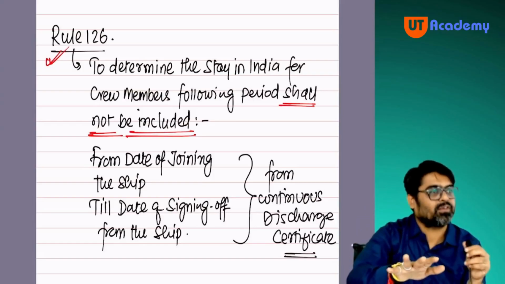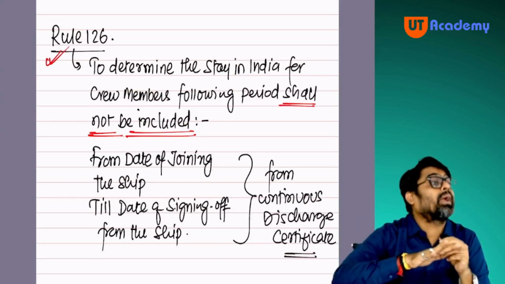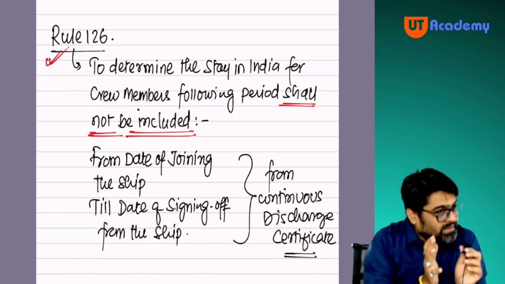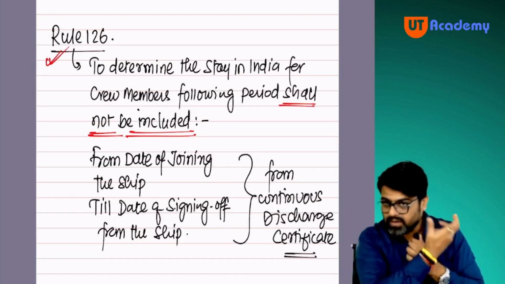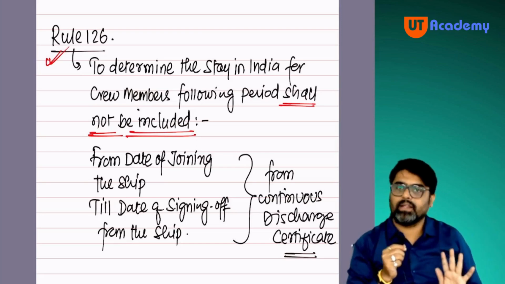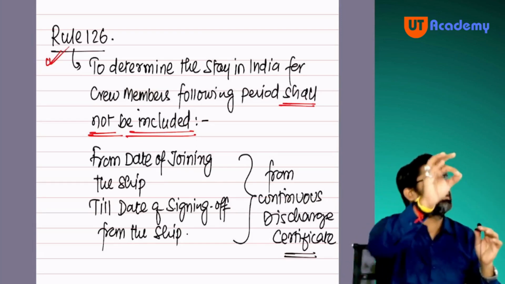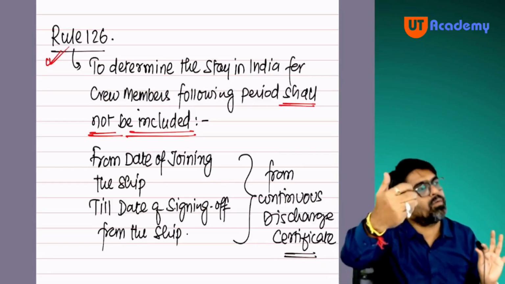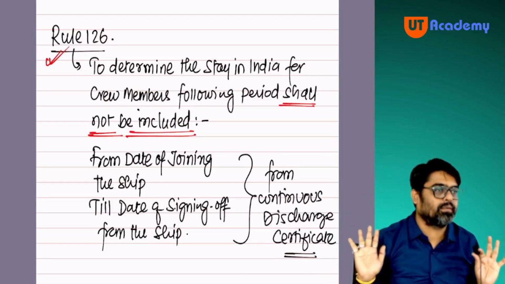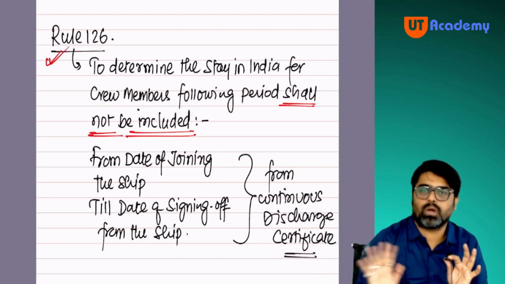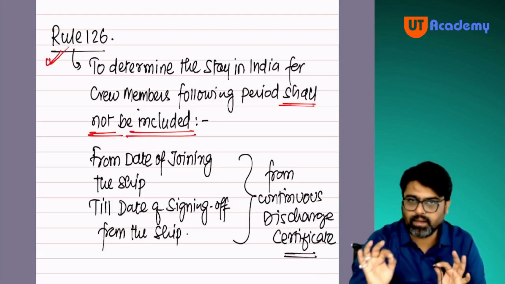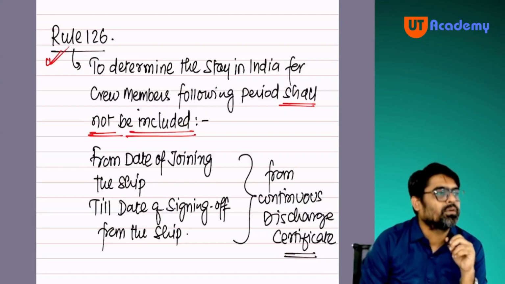Hence, to make the calculation of the stay in India easier for these types of crew members, rule number 126 says that the date of joining as per the certificate and the date of signing off as per the certificate, it will be considered that he is outside India. This period should not be considered as a stay in India. Will you remember this? Sure, sir.